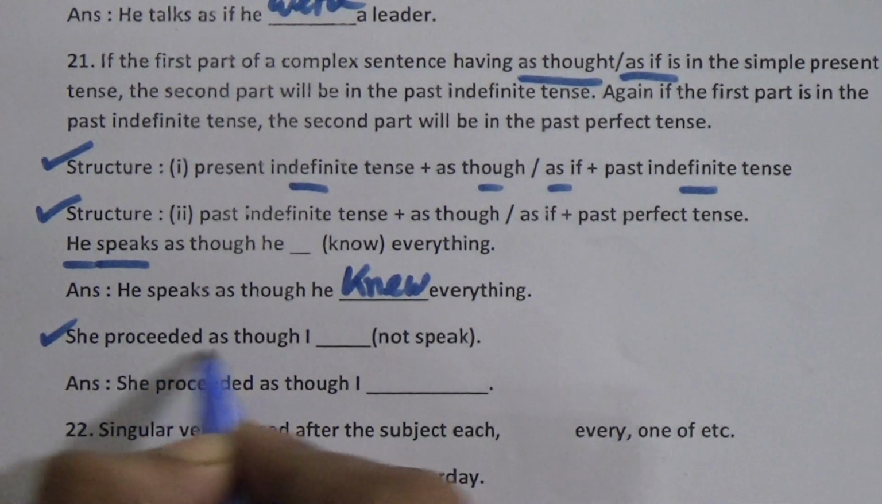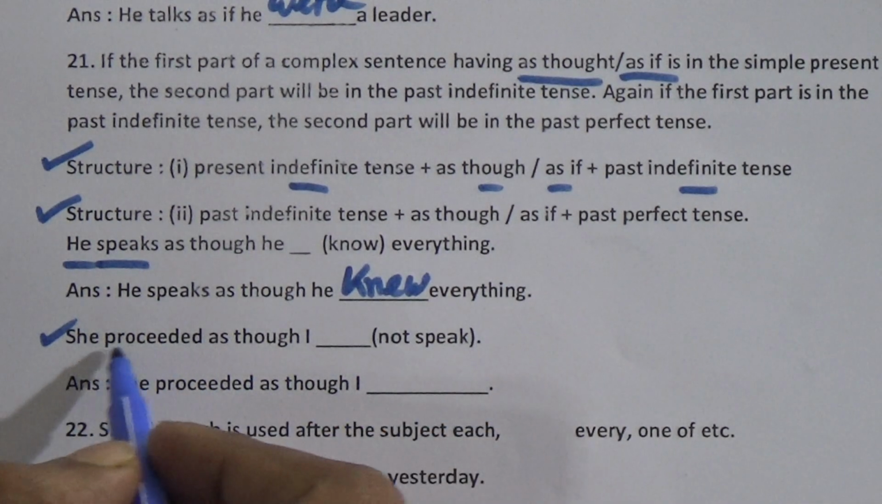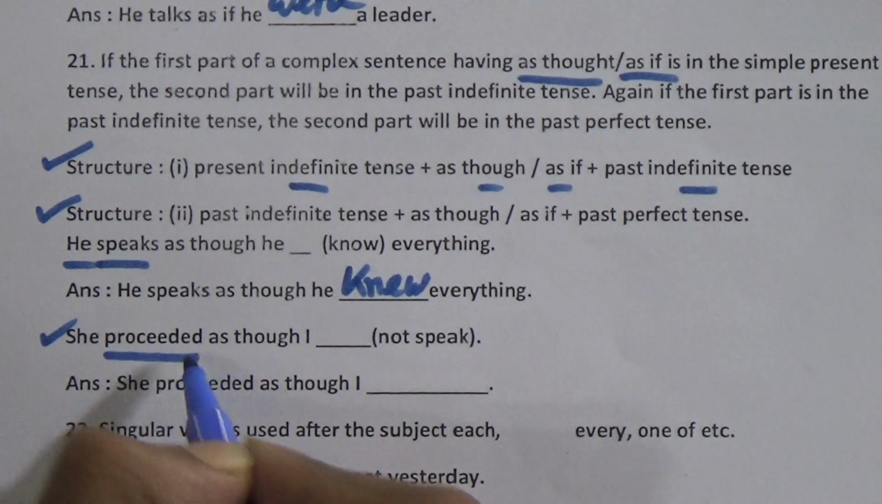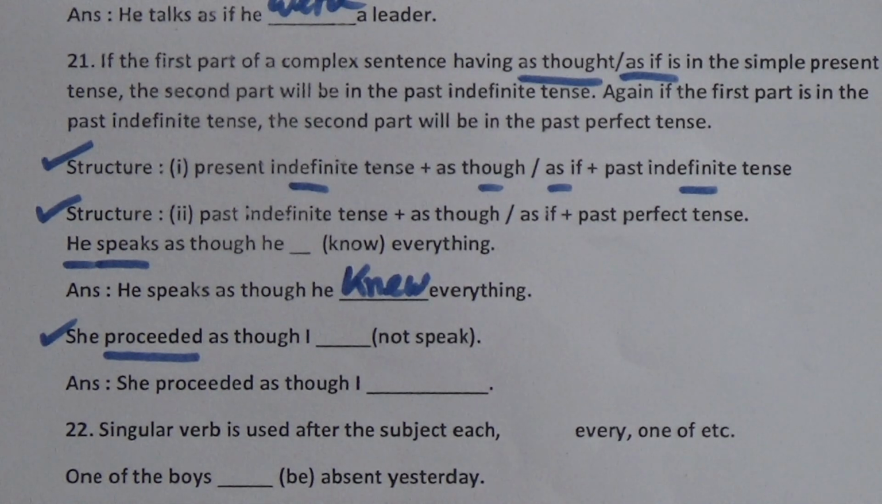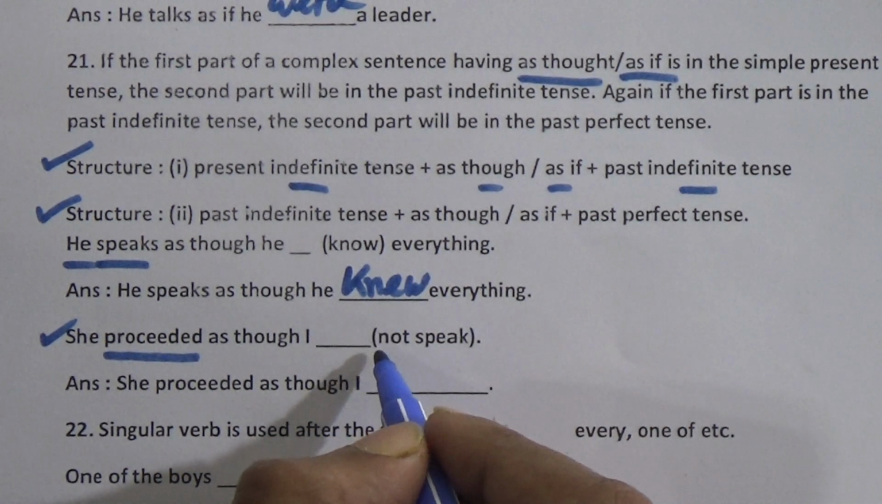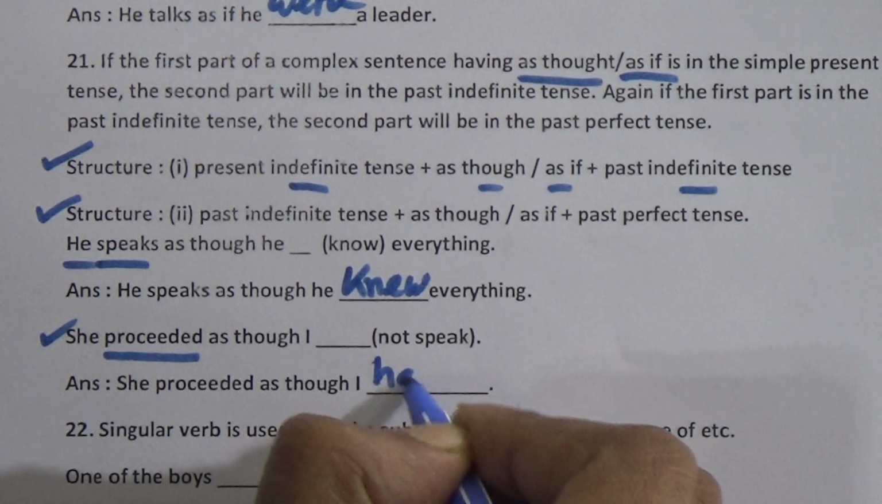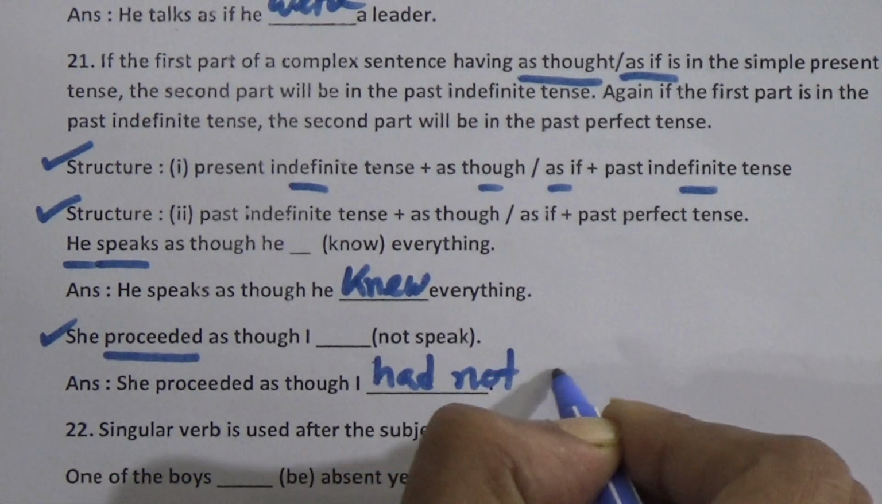Now: she proceeds as though I dash not speak. She proceeded. This is past indefinite. That means the verb is in past form. So we'll write down the verb in the bracket in past perfect. She proceeded as though I had not spoken.